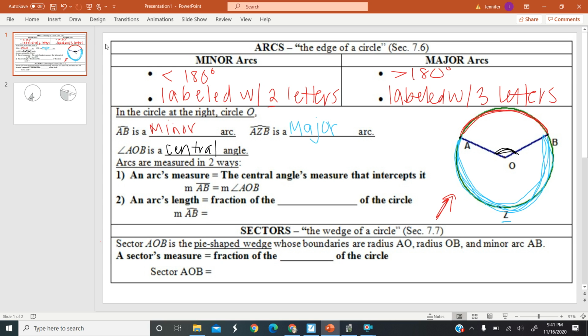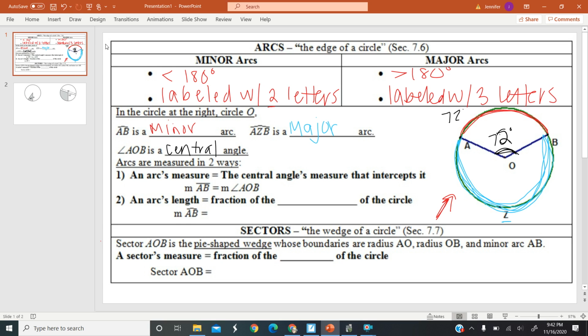An arc's measure, like for arc AB, is going to be the same as the central angle that intercepts it. So say that angle AOB is 72 degrees. I'm just going to throw a random number up here. Then the measure of arc AB would also be 72 degrees if you were looking at it in degrees. So just know that the measure of the angle is equal to the measure of the arc.